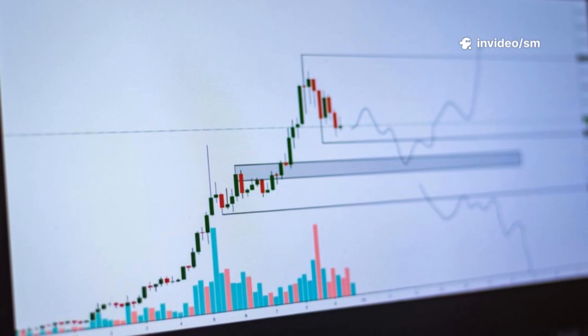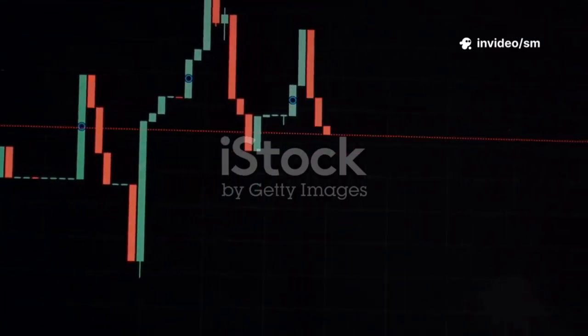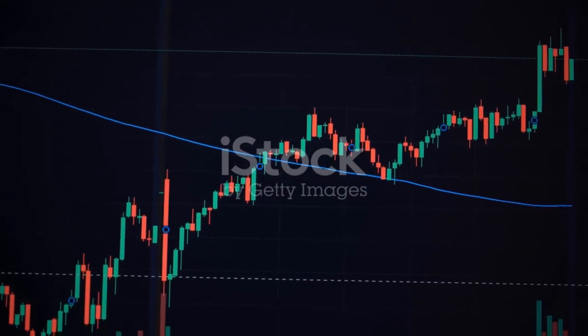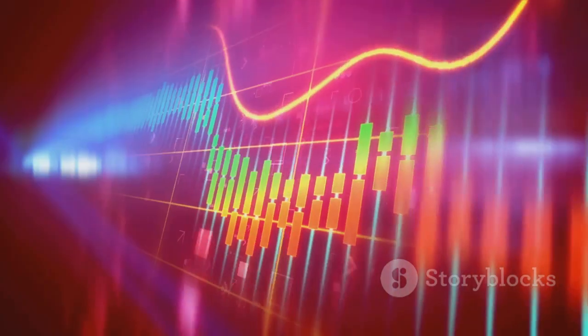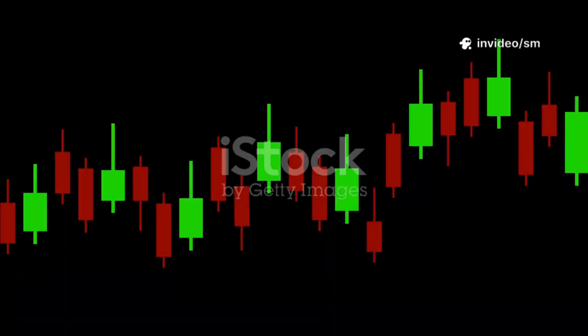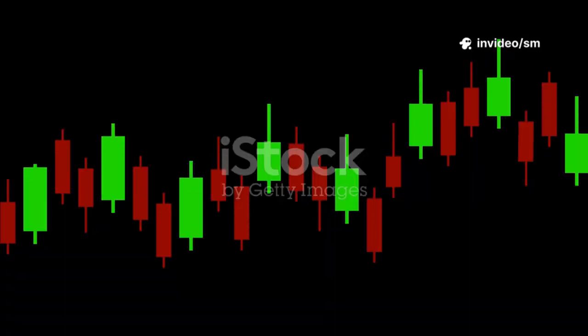Volume drops during consolidation. The trade enters when price breaks above the flag or pennant on renewed volume. Set your target by projecting the flagpole's length from the breakout. These patterns let you join strong trends with low risk. Bull flags and pennants follow uptrends, bear versions follow downtrends.